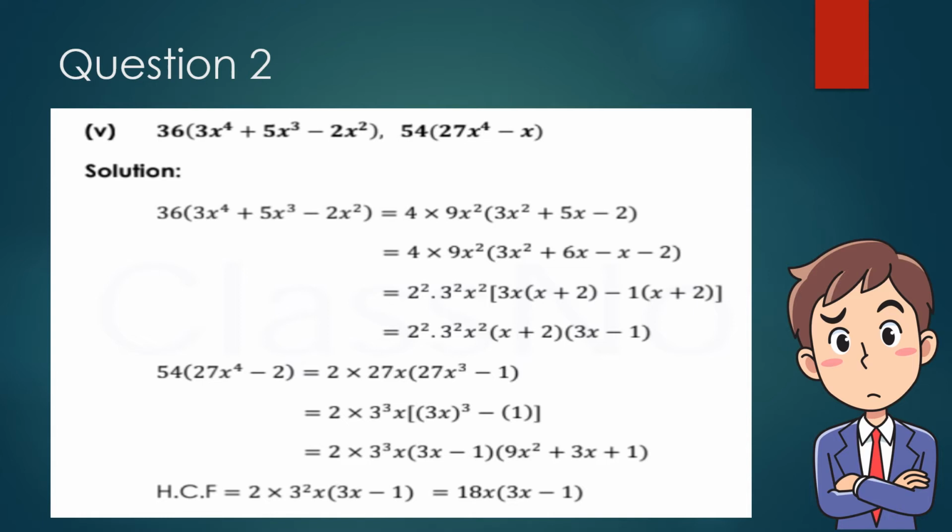From the second polynomial, we will factorize it, and 54 will give you 2 into 27. Now we will take x common, and we will be left with 27x cube minus 1. So it will be 2 into 3 cube into x into (3x) whole cube minus 1. Now we will apply the formula of a cube minus b cube. It will give you 3x minus 1 into 9x square plus 3x plus 1. So the HCF will be 2 into 3 square into x into 3x minus 1. So now you can see that we have only written the common factors.